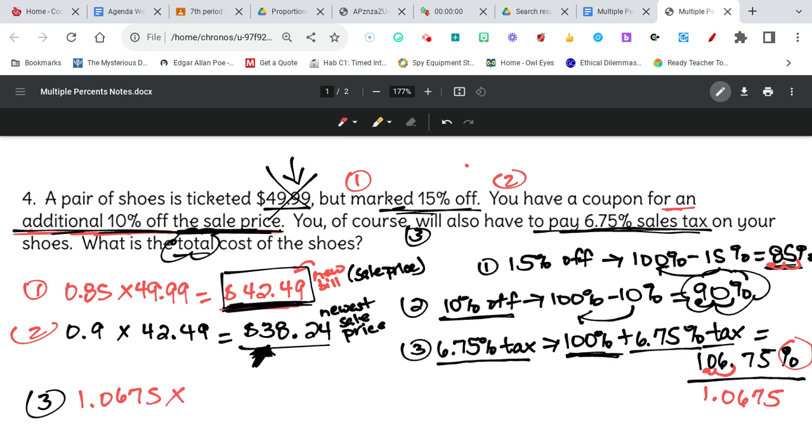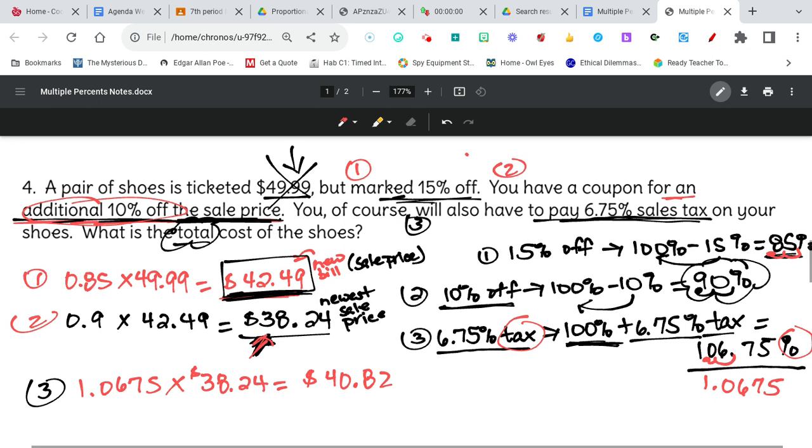Okay, I'm going to pay that percent on my newest sale price, which is $38.24. Please do not use the $42.49. That was the original sale price before the additional 10% off. So 1.065 times the newest sale price of $38.24 means that I now will owe them $40.82. I expected it to go up because a tax makes things go up. So I know I was going to pay a little more than this.